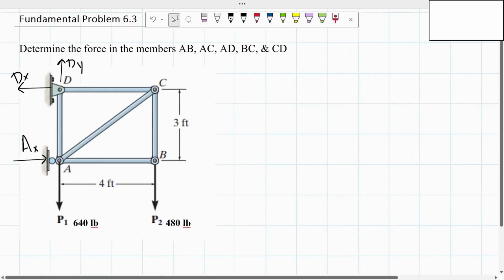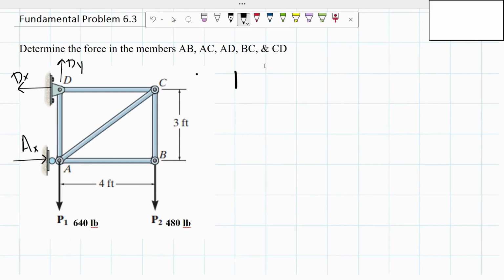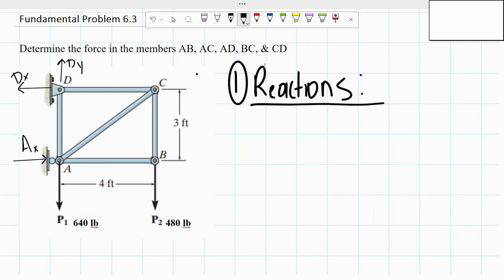So now that we determined that there are going to be three reactions, I'm going to determine the values of each of those reactions. So that's our first step. I'm going to start off by taking the sum of the forces in the y direction, since we have only one missing y force, and we already know two of them. So the sum of our forces in the y direction has to equal 0.